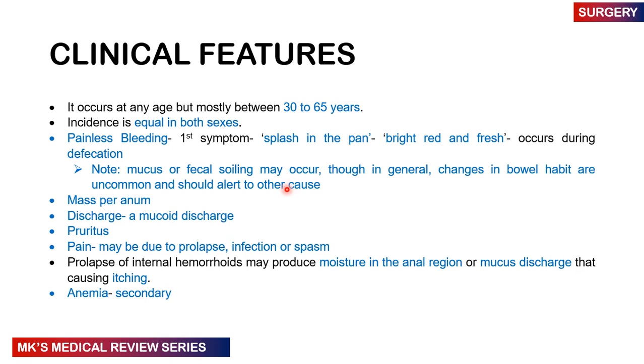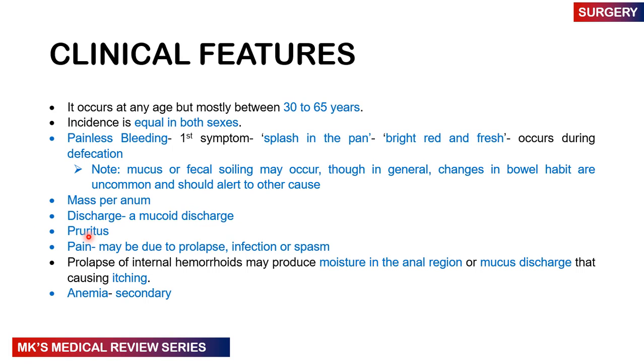So they have this bright red and fresh blood that is going to be there on defecation. Then, of course, the mucus or the fecal soiling may sometimes occur, though in general, changes in bowel habits are not so common, and they should allege to other causes if you get this fecal soiling or even a lot of mucus. Then they may feel a mass in the anus. There may be a discharge that may be mucoid.